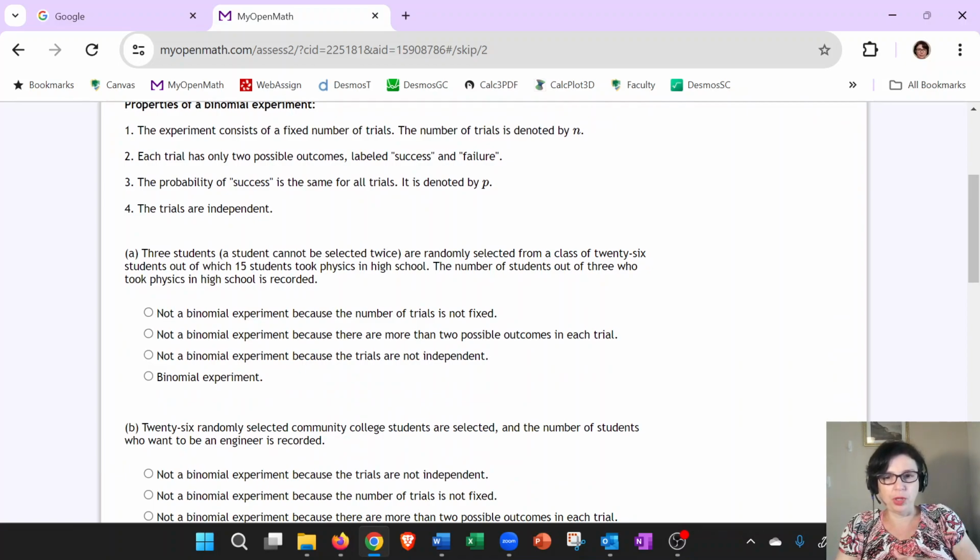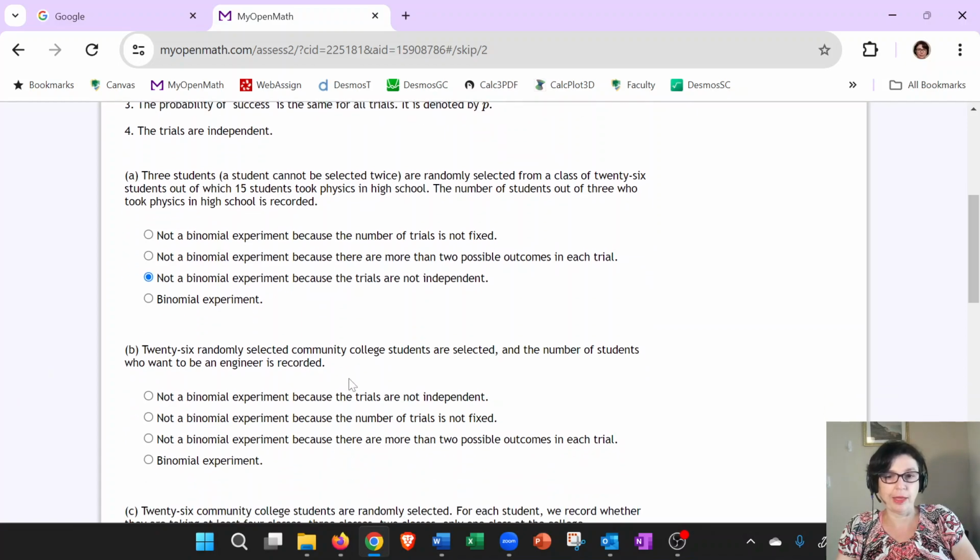So let's take a look here. First one says 3 students are randomly selected from a class of 26. And the number of students out of 3 who took physics in high school is recorded. So we have 3 students selected, so that's the number of trials. It is fixed. Each student either took physics in high school or didn't, so there are two possible outcomes. However, we are selecting these 3 students without replacement because a student cannot be selected twice from a small pool of items, which in this case is 26 students. And so the independence is going to fail. So we're going to say that's not binomial because the trials are not independent.